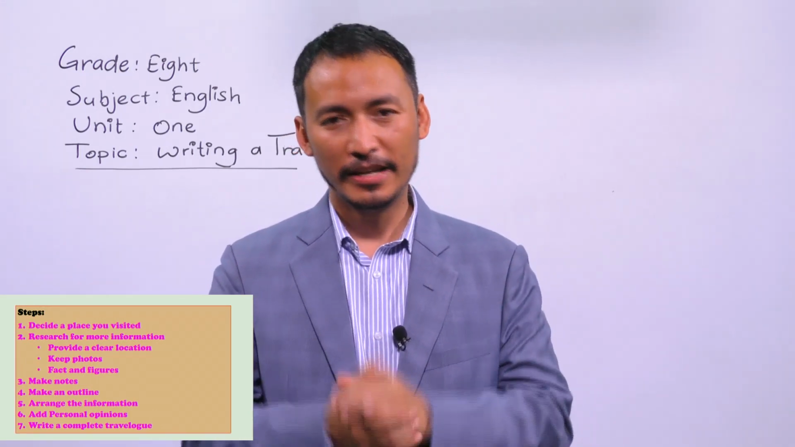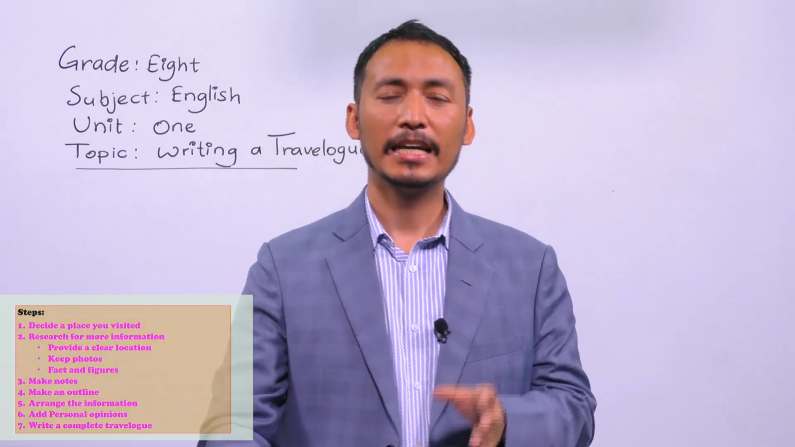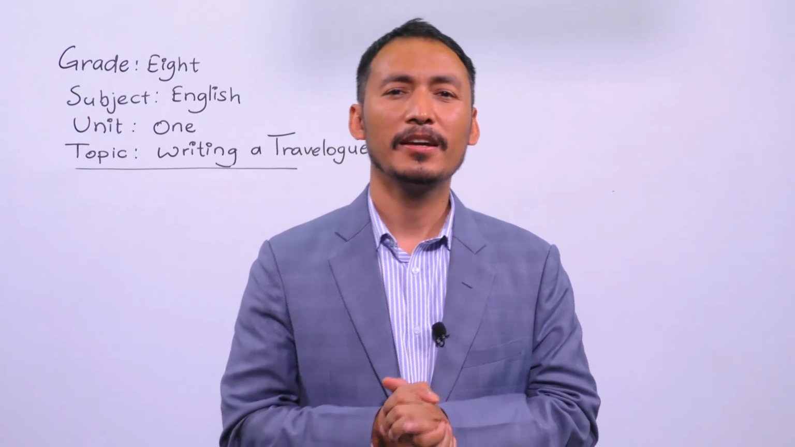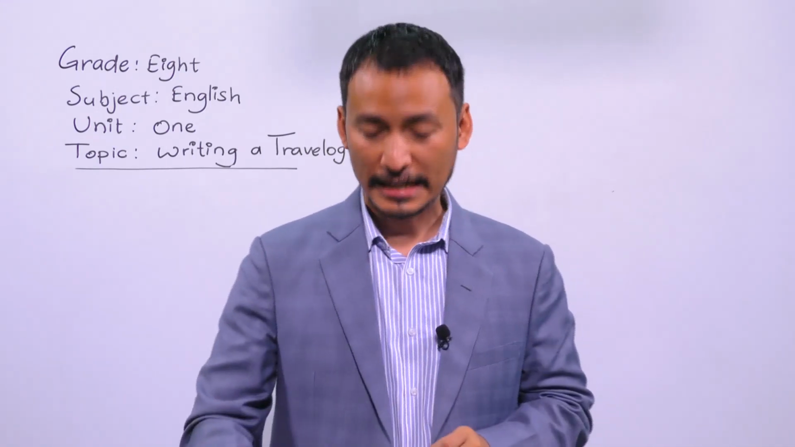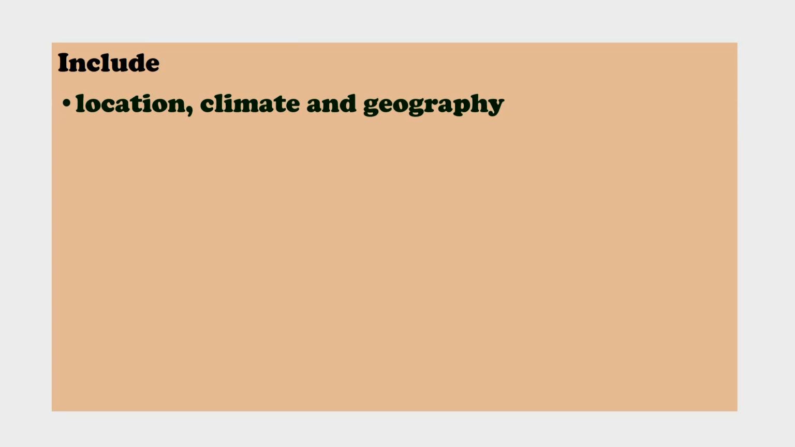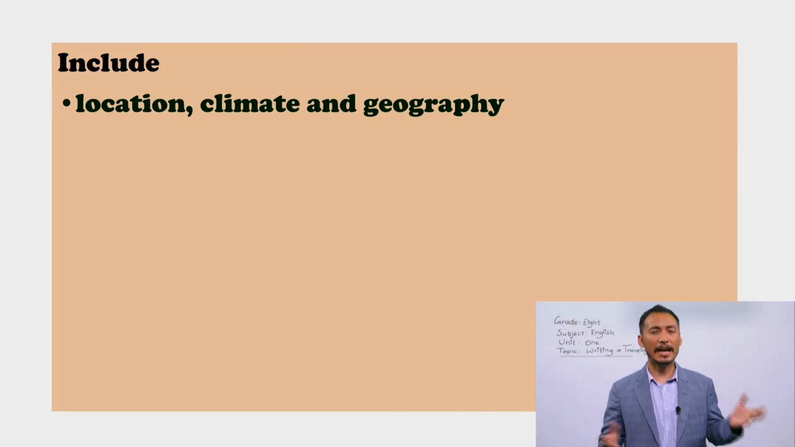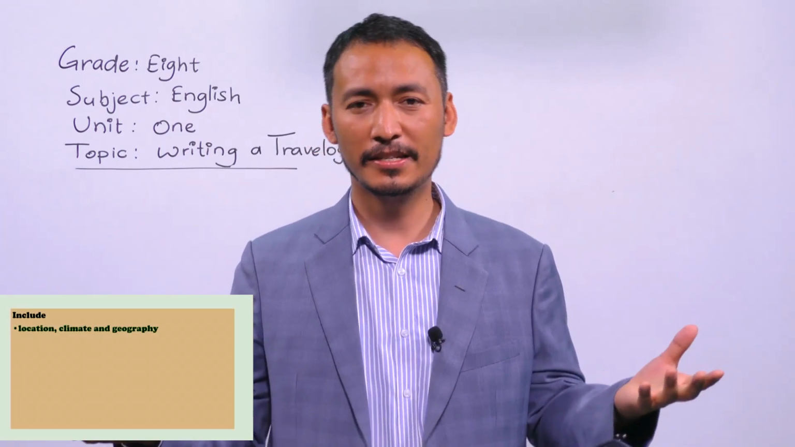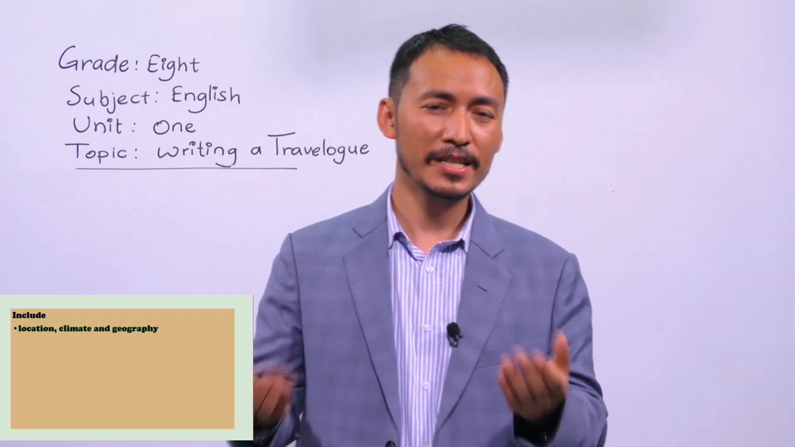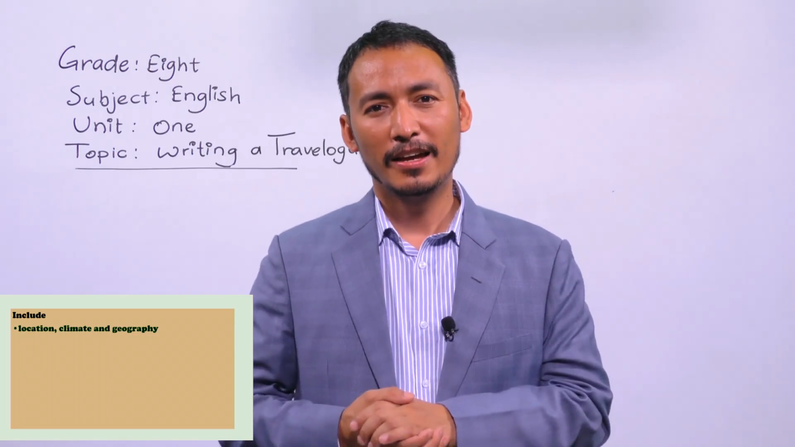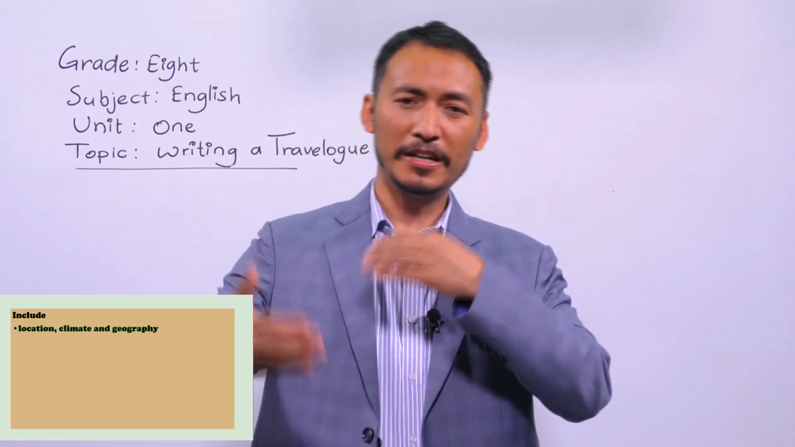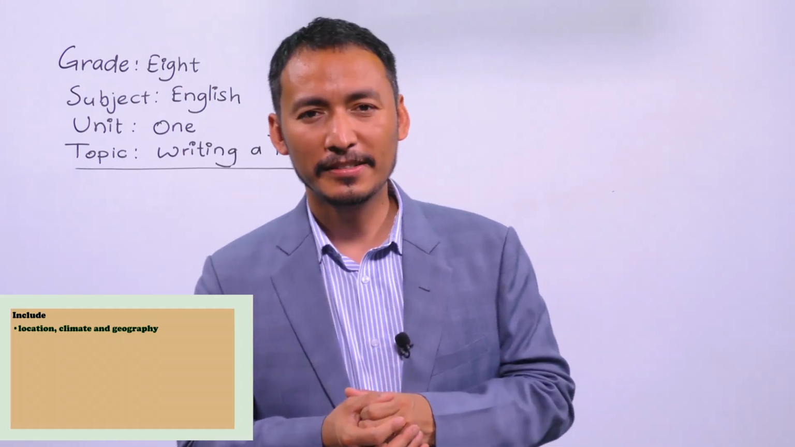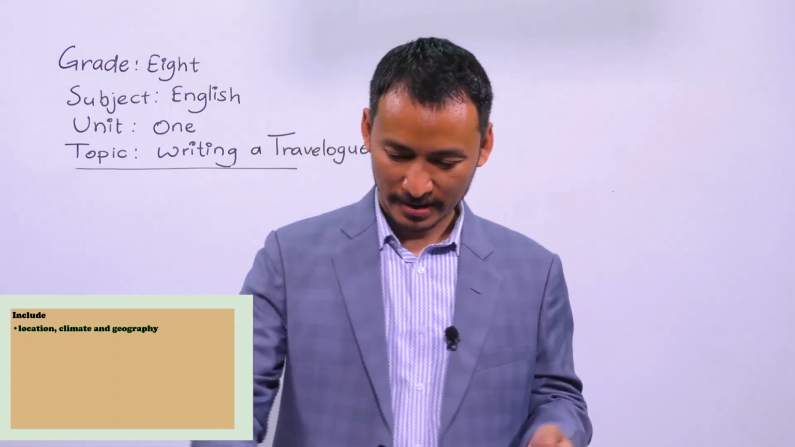I'll tell you the structure of the travelogue later. Let's see what we can include in the travelogue. You can include location, climate, geography, where it is, its position and its climate. Is it very cold, or in what season is it better to visit? Or geography, is it very difficult? Is it very difficult for older people or children to reach? So you can describe that there.